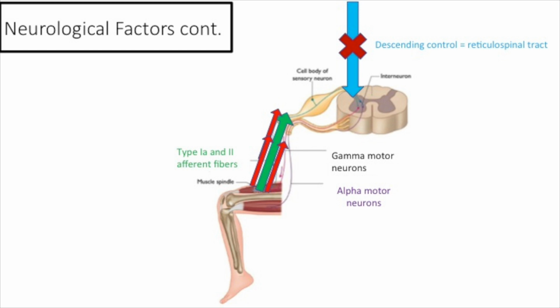In patients with cerebral palsy, the connection to the reticulospinal tract is lost, so there is no modulation of the muscle stretch reflex. The sensitivity of the type 1A and type 2 fibers increases, so they fire more often. As a result, many more alpha motor neurons are recruited and the muscle contracts to a greater degree. This flawed reflex pathway is activated very often in patients with cerebral palsy, which contributes to their muscle hypertonicity.